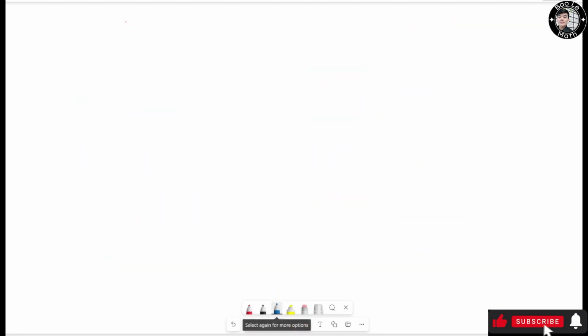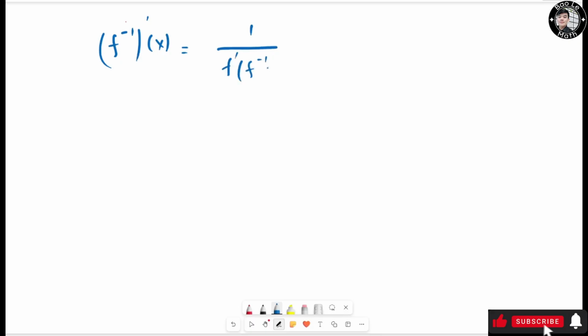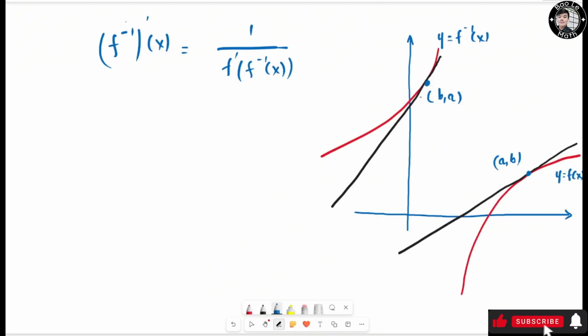Now we're going to talk about the derivative of an inverse function. So the derivative of the inverse of f(x) equals 1 over f' of the inverse of f(x). Now you see the graph of the function f(x) and its inverse. So in other words, we can manipulate this formula as follows.